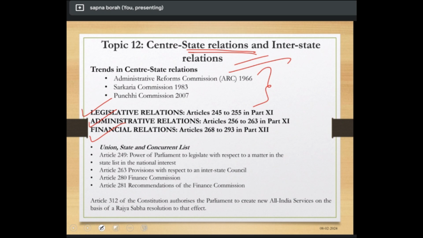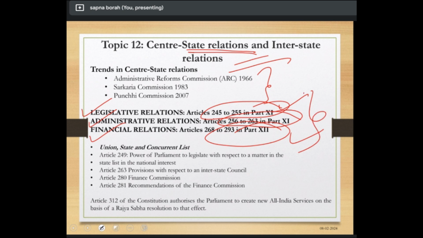For the exam, for prelims, all you have to do is just remember which article it is and which part it is in. 11 and 12 are the parts, but for mains you have to read this somewhat extensively. But from a prelims point of view, it is not required right now. So Lakshmikant, it's a very long chapter. You can ignore it for now.